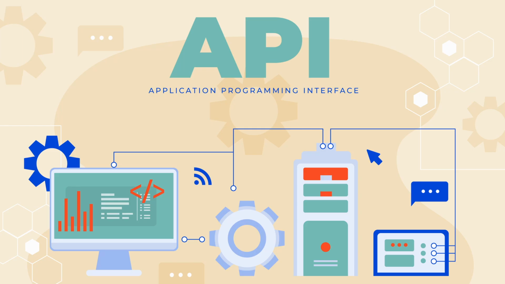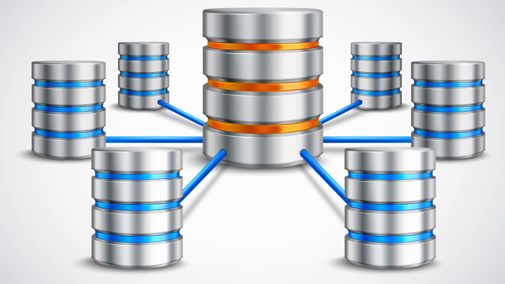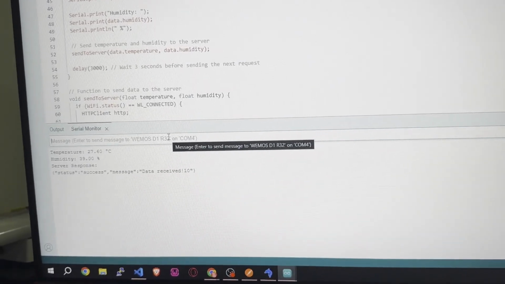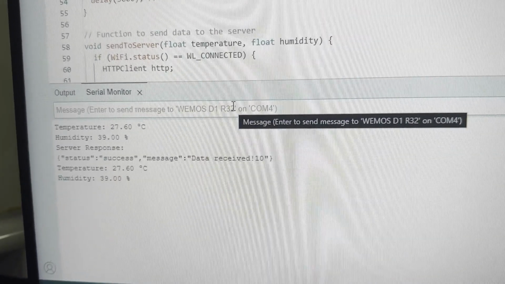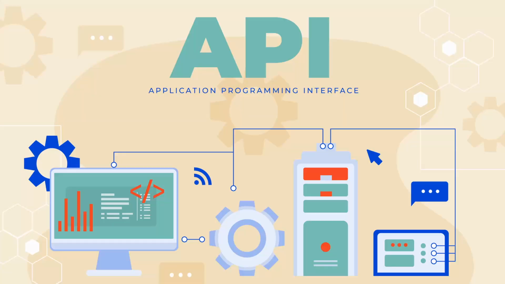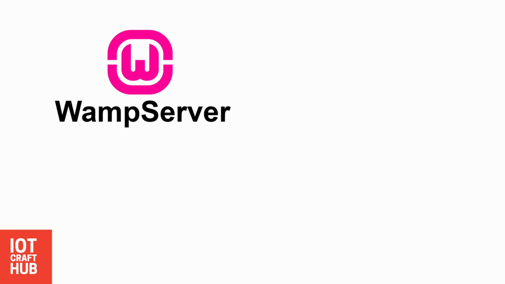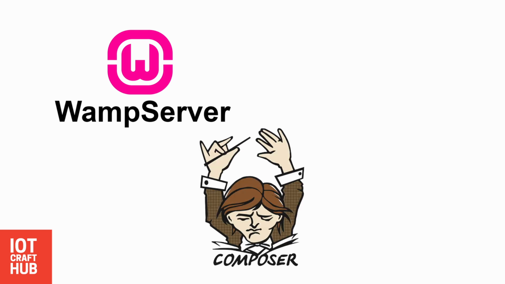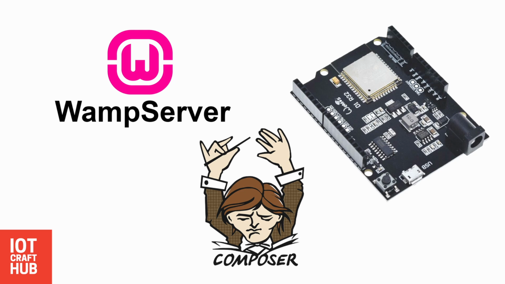We'll create a POST endpoint to receive sensor data. Optionally, we'll set up a GET endpoint to retrieve the stored data. And finally, we'll test everything with our IoT device, an ESP32, sending real sensor data. For this, you'll need a few things: a local development environment like WAMP, Composer to install FlightPHP, and an ESP32 or any IoT device with Wi-Fi capabilities.